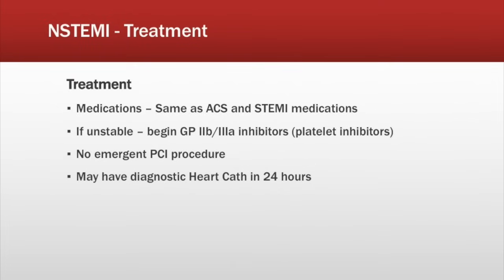So your non-STEMI treatments. These are patients that are going to hopefully have a better outcome than your STEMI patients. Some of the medications include the same as the ACS and STEMI medications, your aspirin, your nitrates, your beta blockers, your platelet inhibitors. But these patients, if they're unstable, meaning vital sign changes, level of consciousness change, you're going to be giving them platelet inhibitors. These patients do not go to the cath lab for an emergent PCI procedure, but you need to prepare them for a diagnostic heart cath within 24 hours.